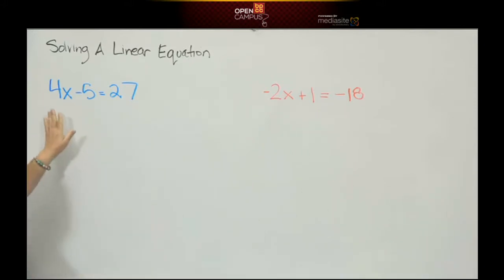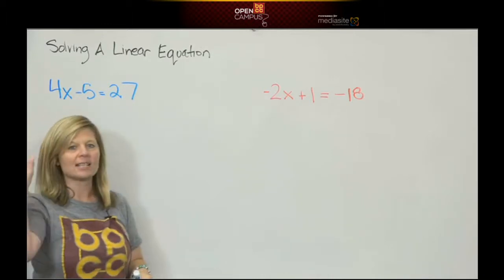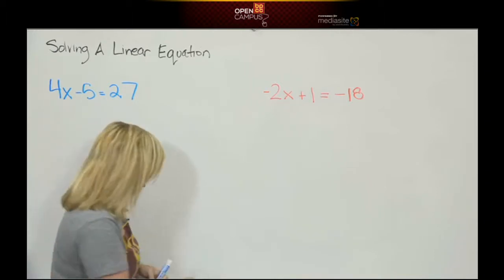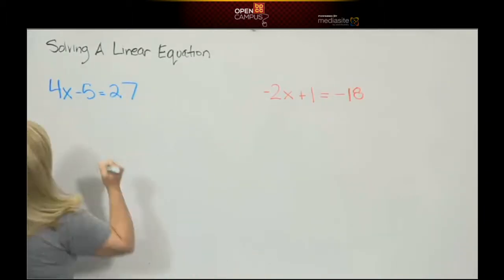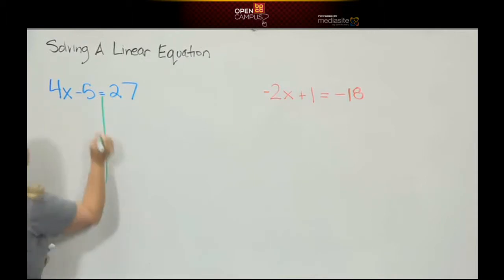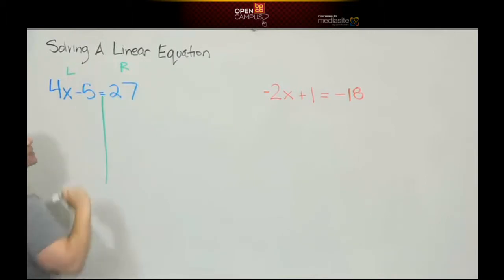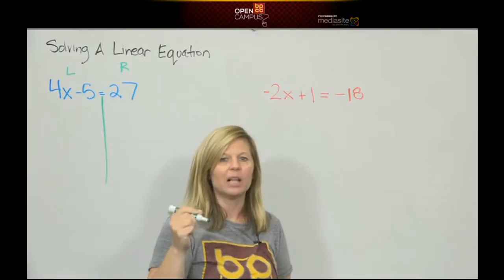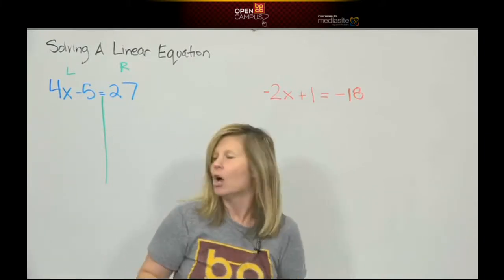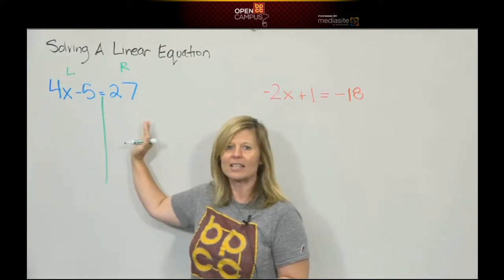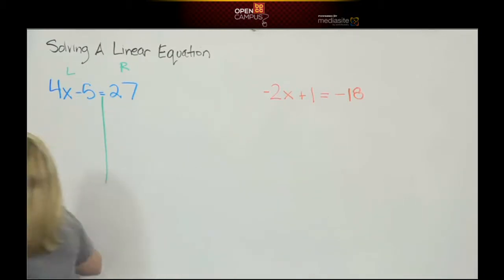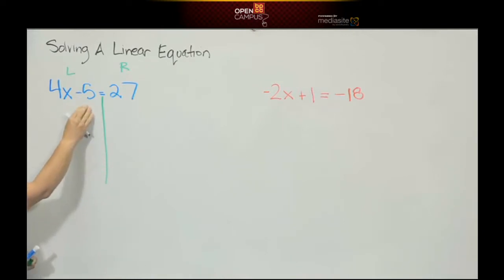All right, to solve the linear equation 4x minus 5 equals 27, every equation has a left side and right side. And the way I note that is I draw a wall. And the wall is where the equals is. So I know this is the left side and this is the right side. And your goal is to get the variable isolated on the left side. On the left side I should see an x, on the right side I should see a number. So I'm looking here. X is not by itself. It's 4x minus 5. There's a 4 connected to the x by multiplication. There's a minus 5 connected by subtraction.